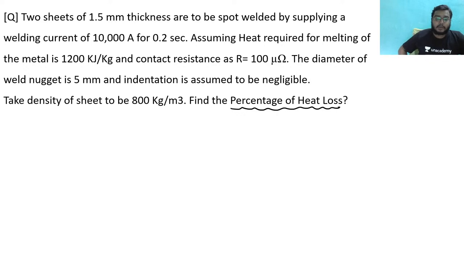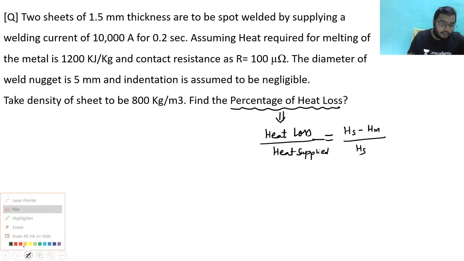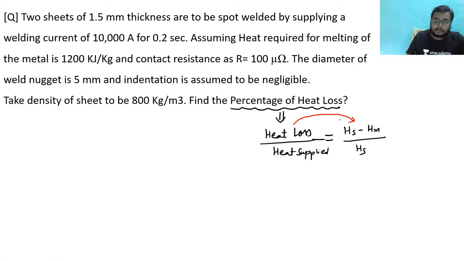So percentage of heat loss, what is the meaning of percentage of heat loss? It is given as heat loss by heat supplied. Now you know that heat loss is nothing but heat dissipated, and heat dissipated is HS minus HM, and heat supplied is HS. So heat loss is nothing but heat dissipated, and this is HS minus HM. So you need to find it in percentage.